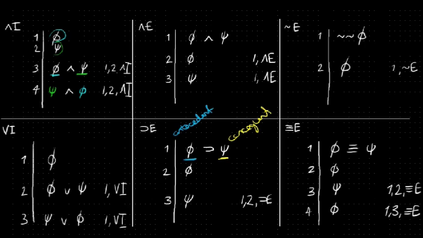So again, with the conditional statement, we can only go from antecedent to consequent. We need the antecedent in order to derive anything from this kind of statement. With a biconditional, if you have either side of this, then you can derive the other. So if you have phi, you can derive psi, and if you have psi, you can derive phi using this statement.